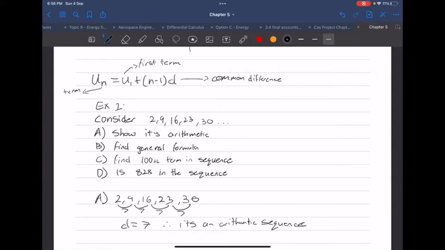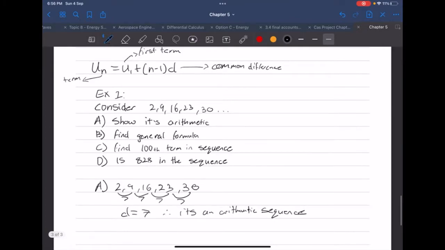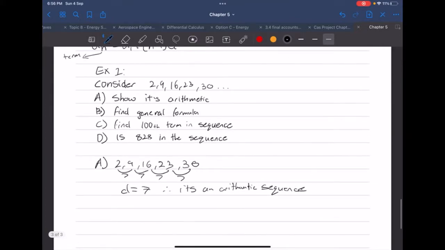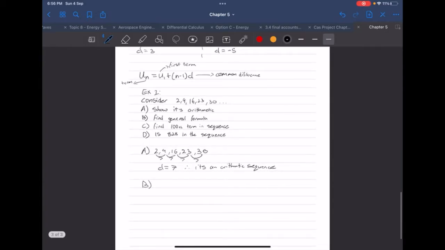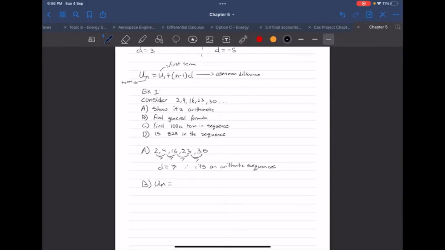For part B, we have to find the general formula. We'll just use the formula above and substitute our values in. I'll zoom out a bit, and now we see our formula is un, which stays because that's what we're trying to find, the general term. u1, in this case, is 2, plus brackets n, so that stays at n, minus 1, and the common difference, which is 7. So that's our formula.